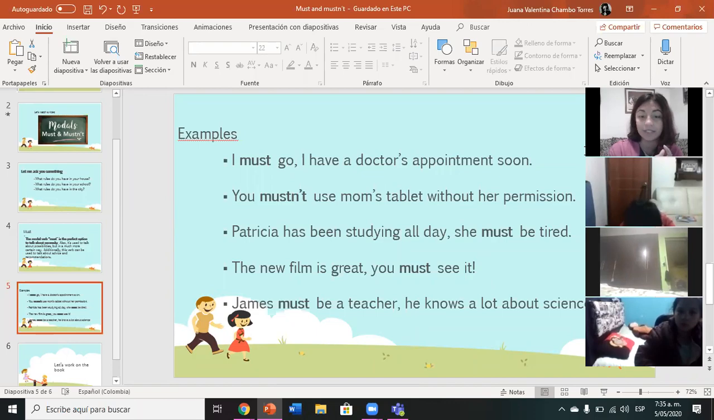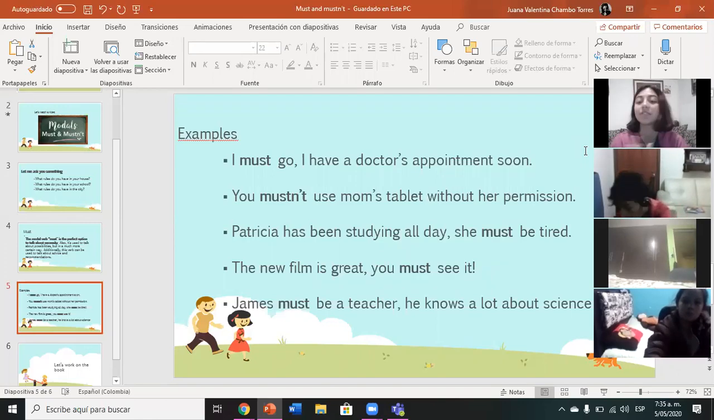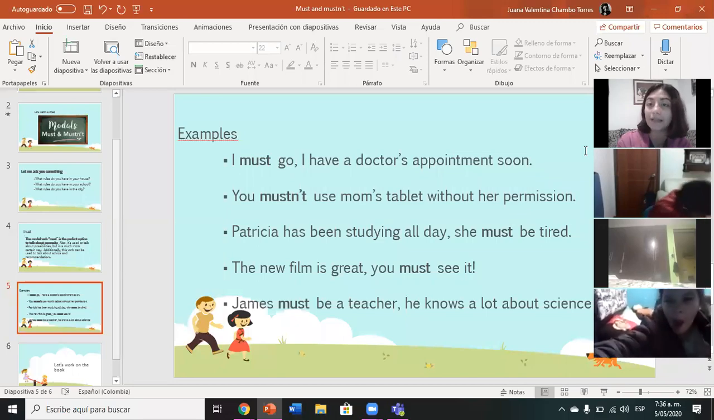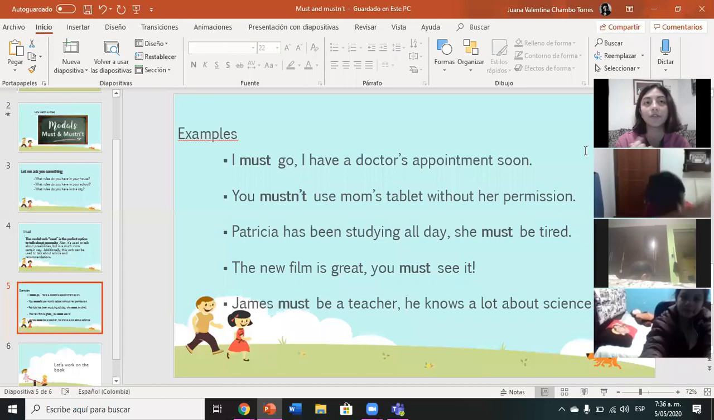And the last one: James must be a teacher. He knows a lot about science. James sabe mucho, James debería o puede ser profesor. Él sabe mucho de ciencias, okay? So we use must, utilizamos must, when you talk about obligation, cuando queremos hablar de obligaciones, or when you're gonna say advice, un consejo, or you wanna say a recommendation, una recomendación, okay?